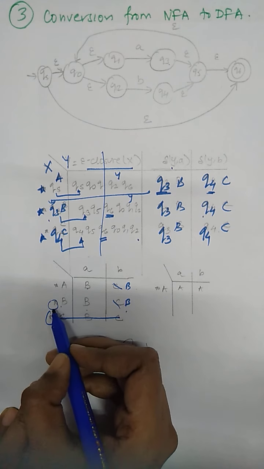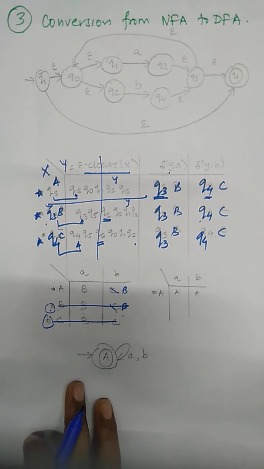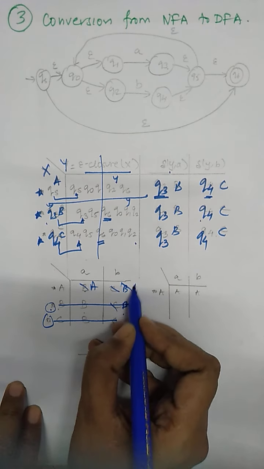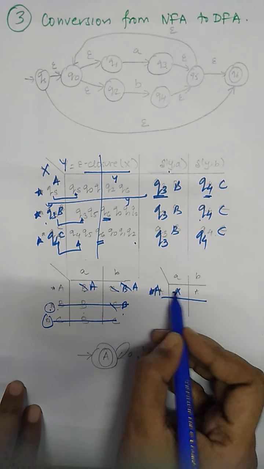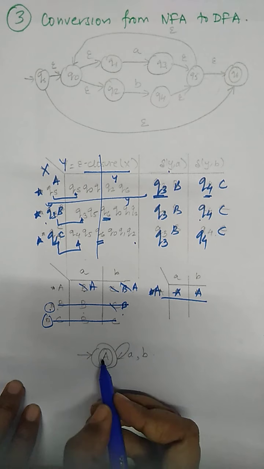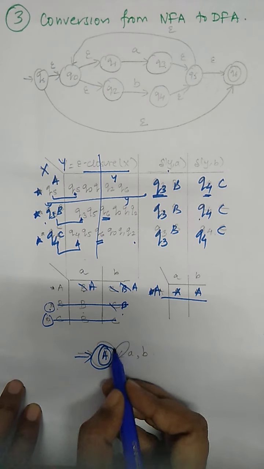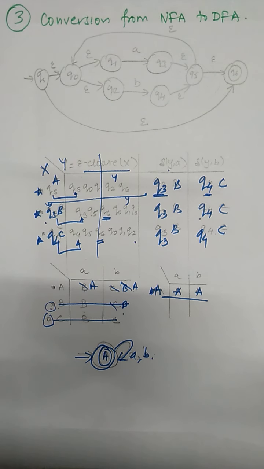Check the status, final state. Wherever we have B, we have to remove B from the table and replace it by A. So B by A. So this is the reduced table. A, which is the initial and final state, goes to itself on A and B. So this is our diagram. A, which is the initial state and also a final state, goes to itself on A and B. This is how we converted NFA to DFA.